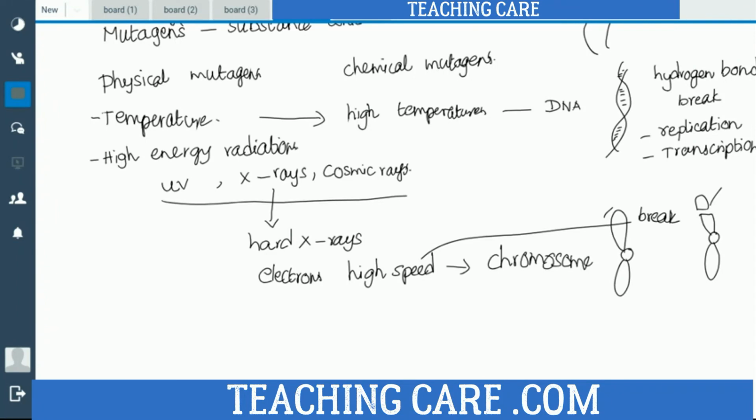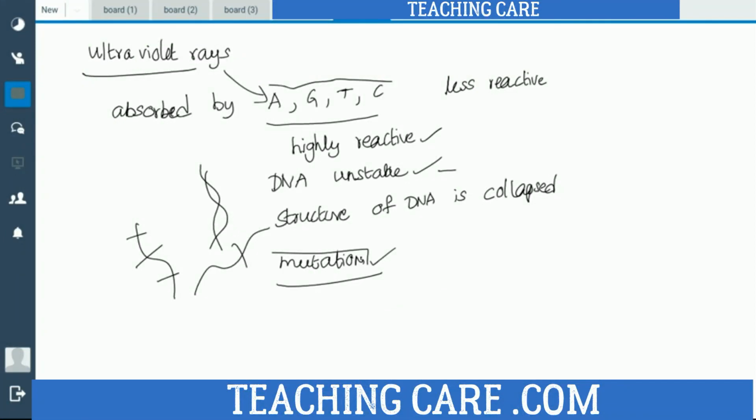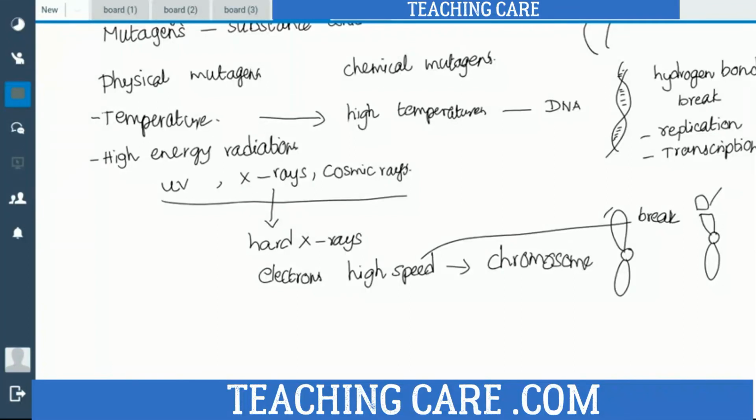Generally nitrogen bases are reactive, but UV rays will make them highly reactive. So the DNA is unstable, and the DNA strand loses its stability.